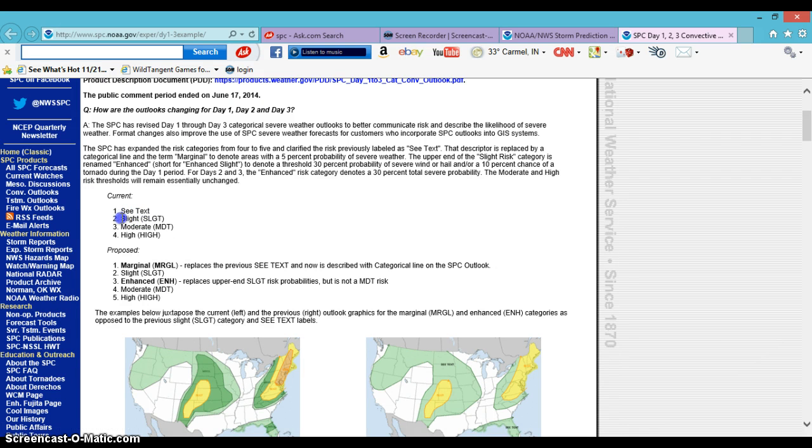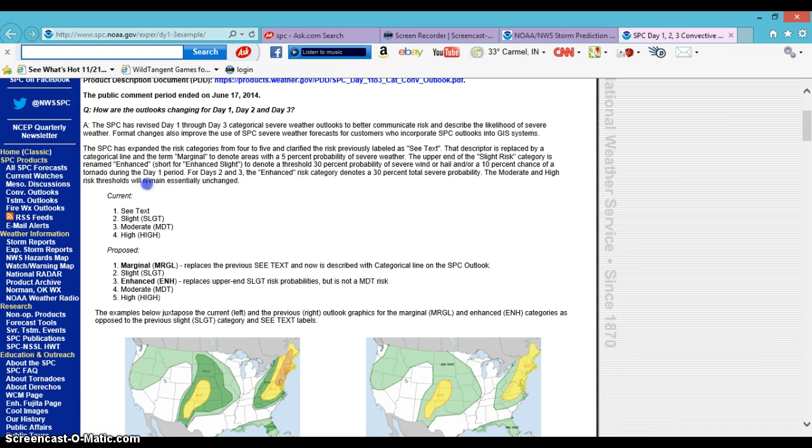We had C-text, we had slight, we had moderate, and we had high. I'm not sure how well you can see those words down there. But the C-text basically means to go look at the discussion beneath the map that they would use to read about the threat of severe weather. And it was usually just like 5% probabilities. Okay, sounds confusing, right? Well, that's the point.